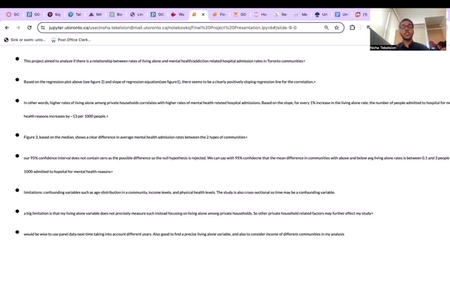So next time it would be wise to use panel data to take into account different years, and it would also be good to find a precise living alone variable and also to consider income of different communities in my analysis.